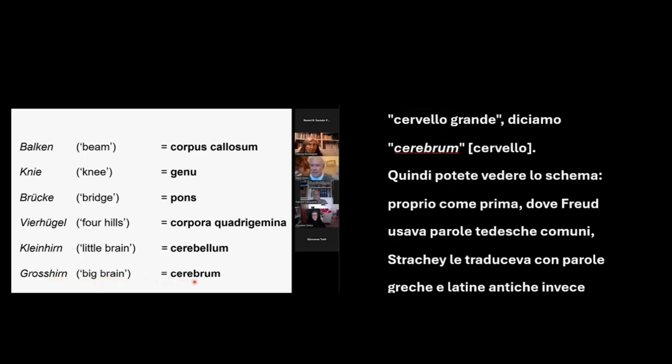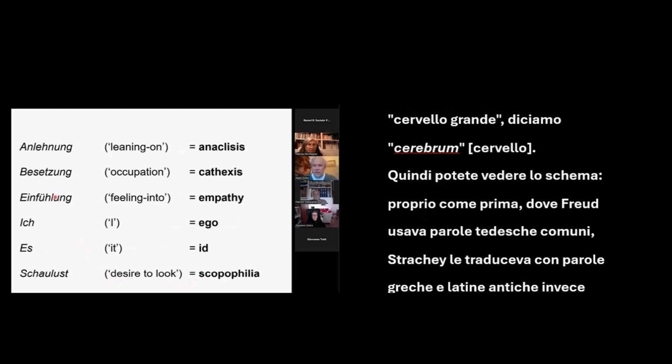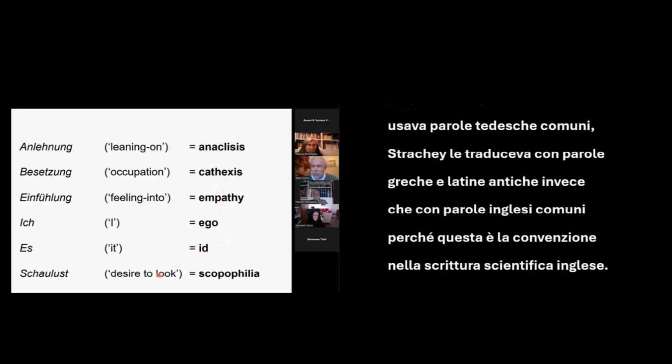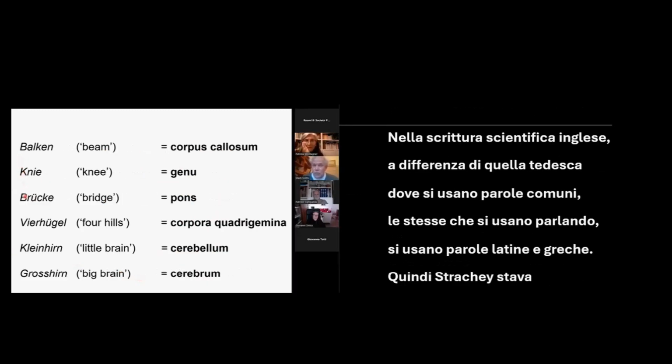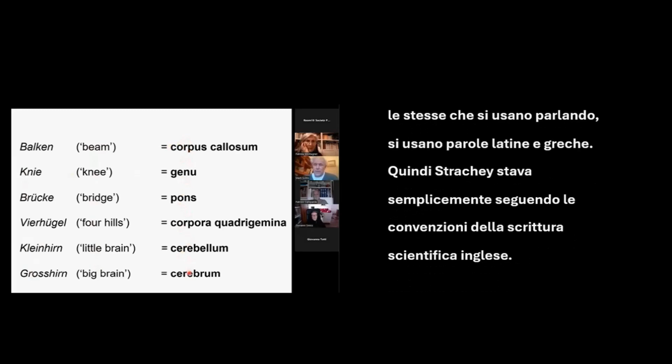So you can see the pattern. Just as over here, where Freud used ordinary German words, Strachey translated them with ancient Greek and Latin words rather than ordinary English words, because that is the convention in English scientific writing. Whereas in German writing, you use ordinary words, the same as you use in ordinary language. In English scientific writing, you use words from Latin and Greek. So Strachey was just following the conventions of English scientific writing.